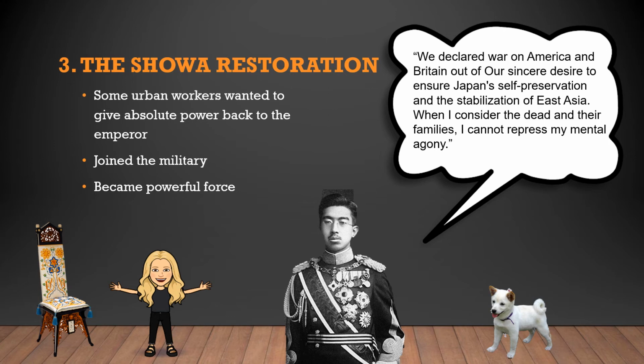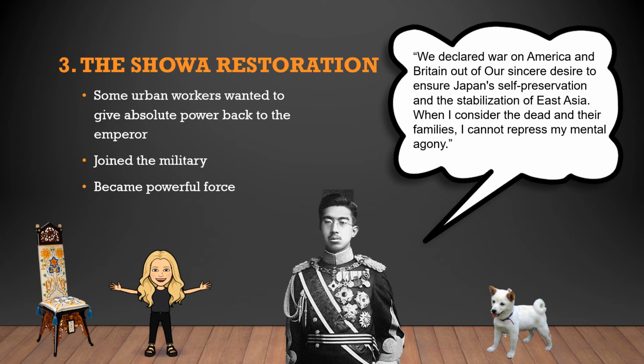Some conservative members of society wanted to give the Showa emperor full power. They called for him to rule directly without a parliament, ministers, a privy council, or even the zaibatsu. Without their influence on policies, they would therefore lose control.